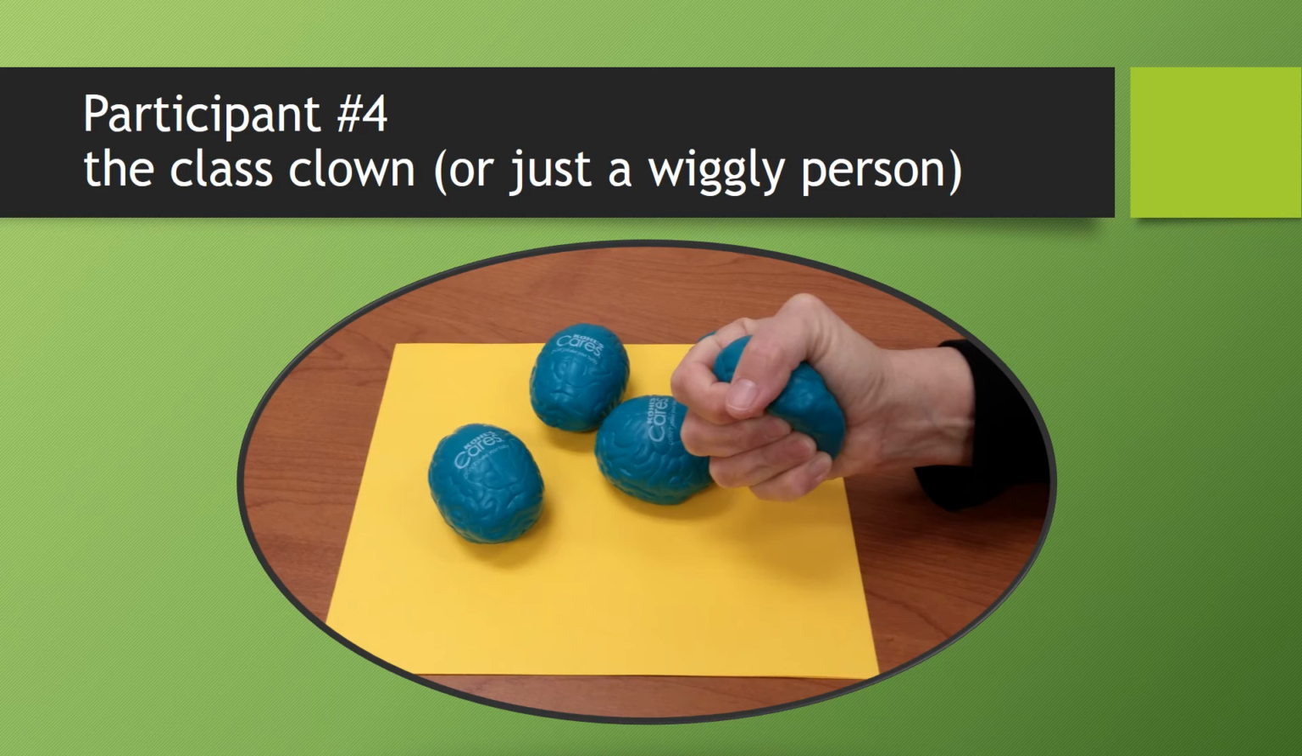Participant 4, the class clown, or just a wiggly person. Oftentimes the class clown is not as funny as he or she may think. This person may use humor to hide from expressing emotions. Include group rules around sarcasm and appropriate humor at the first class to minimize the clowning. Answers in writing, partnering, and small group work, as well as using a talking piece, can also help quell the clowning.